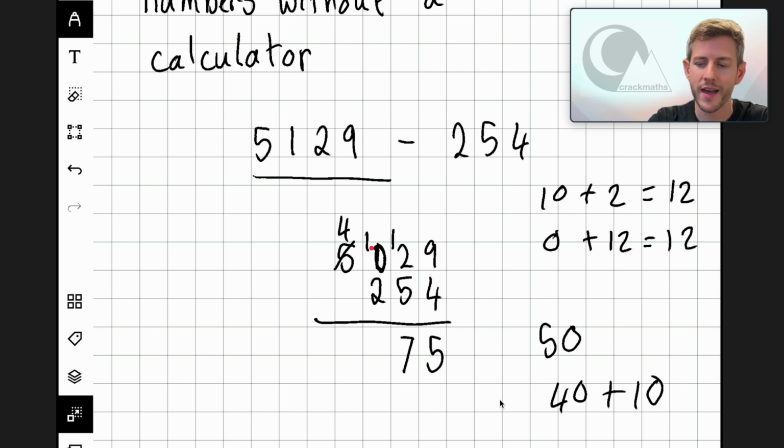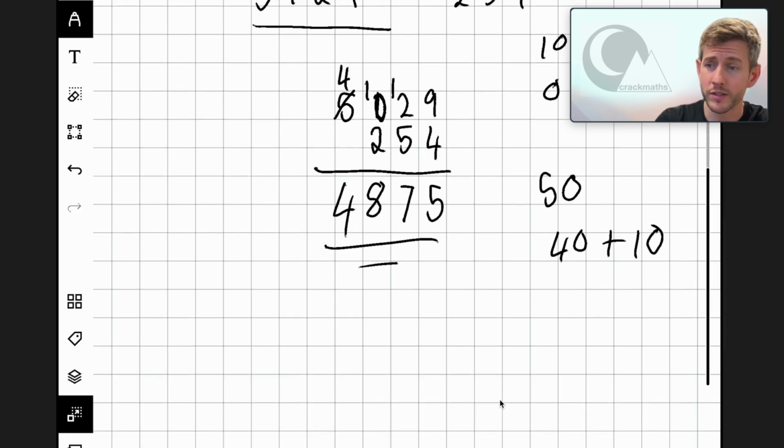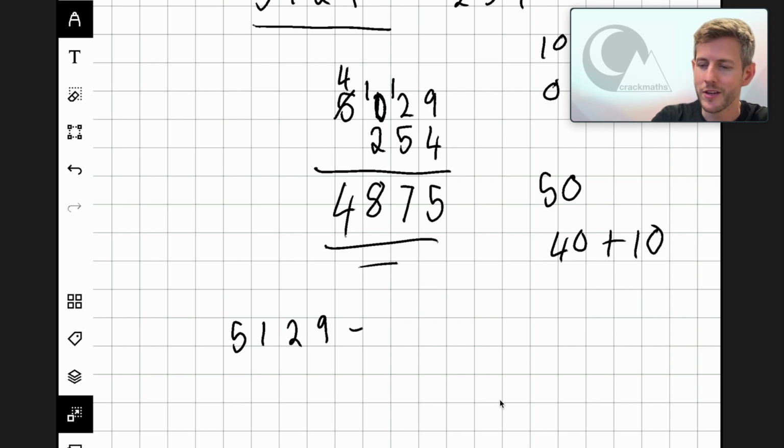Now I've got 10 take away 2. 10 take away 2 is 8, so I write that down there. And lastly, I've got 4 take away nothing. So 4 take away nothing is 4. Great. So that's our answer. Now always with these things, we've got to write our answer at the end, always the final step. So we write 5,129 take away 254, and we write that that equals 4,875.